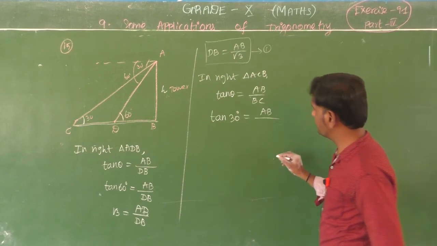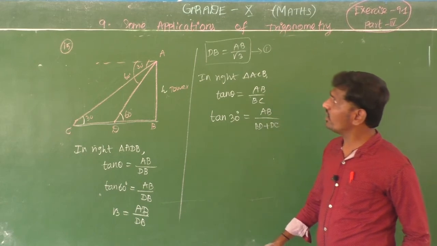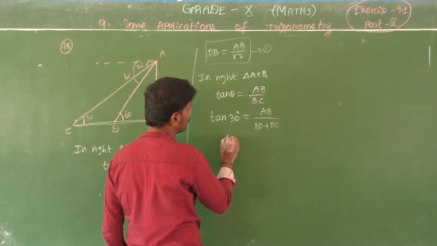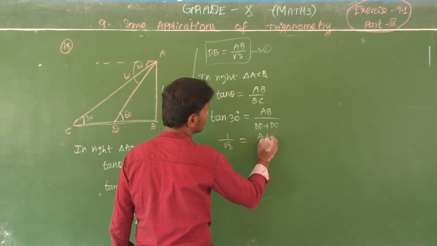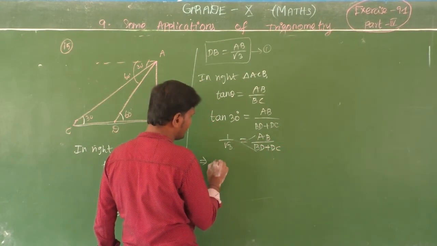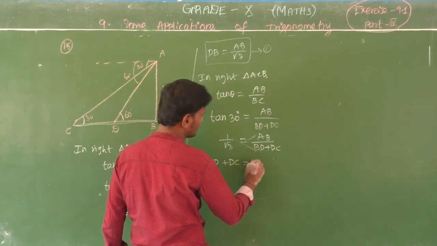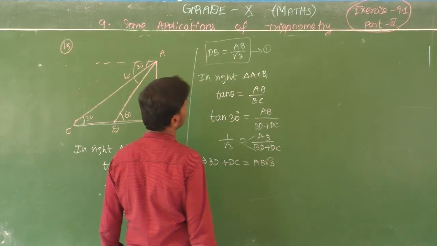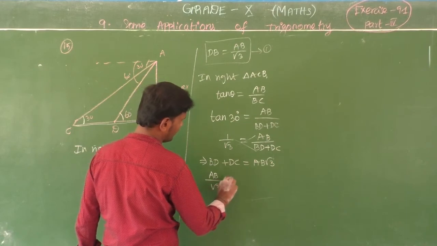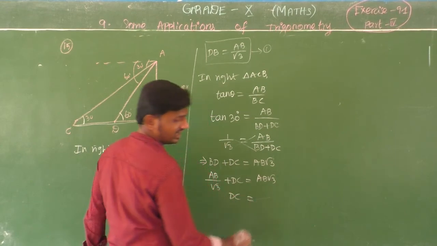Now listen, BD plus DC. Already you know the value of DB. Tan 30 degree is 1 by root 3. So 1 by root 3 is equal to AB by DB plus DC. Now I'm going to take a cross multiplication: BD plus DC is equal to AB root 3. Now DB, you have the value AB by root 3, plus DC is equal to AB root 3.